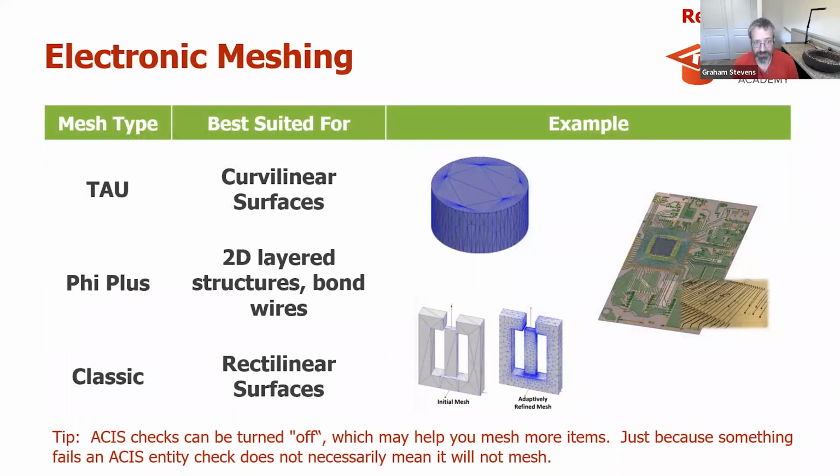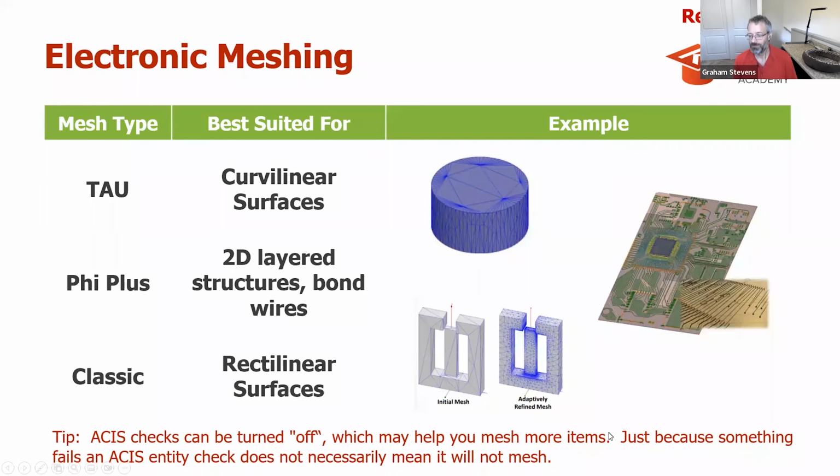Then on the electronic side, we have a couple of mesh types here: Tau, Phi Plus, and Classic. These are best suited for curvilinear surfaces, two-dimensional layered structures or bond wires for Phi Plus, and then rectilinear surfaces for Classic. Electronic meshing, of course, uses automated adaptive meshing. And so there are a lot fewer knobs associated with meshing within the electronics suite. Generally, you want to just run it with your automatic mesh and adaptive mesh and be done, and not actually make any changes.